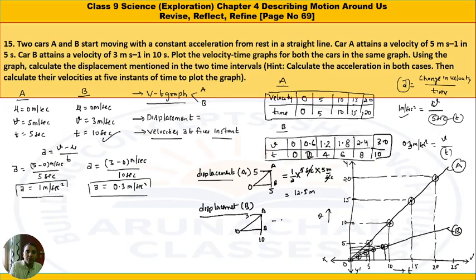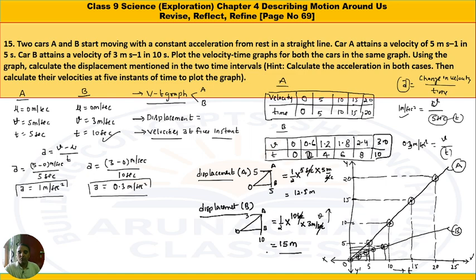So area of triangle is half base into height. Half base is 10 second, multiplied with 3 meter per second, that is the height. Second and second get cancelled. 10 times 3 is 30, 30 upon 2 is 15 meter.